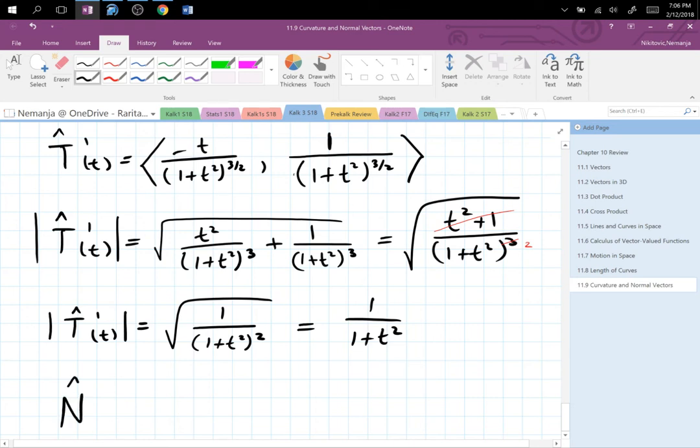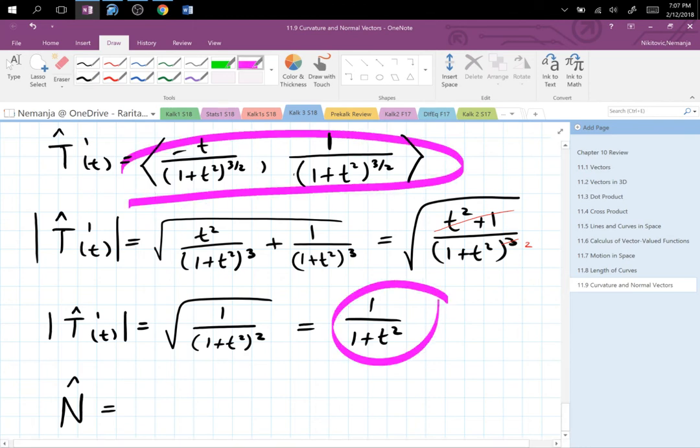So the normal vector is going to take the tangent over here and divide by this guy.